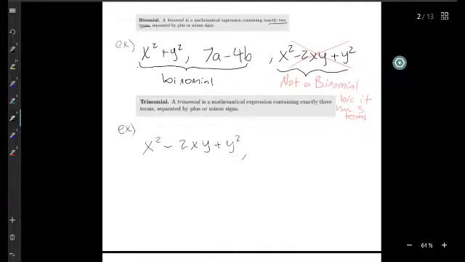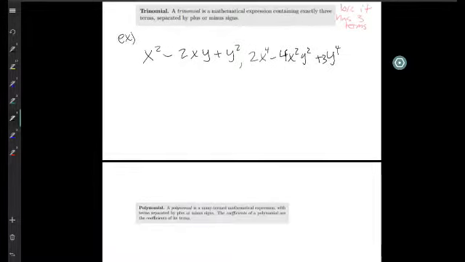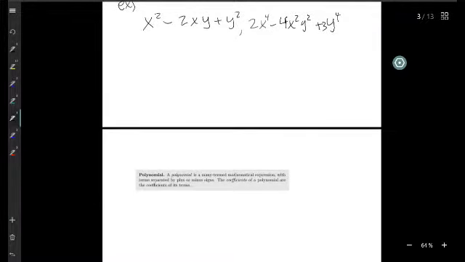Another example, x to the 4th minus 2x squared y squared plus y to the 4th. I'll give these some coefficients. So 2x to the 4th minus 4x squared y squared plus 3y to the 4th. So it's the 3 terms that makes it a trinomial.